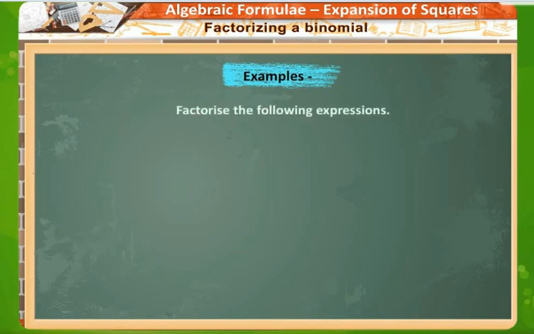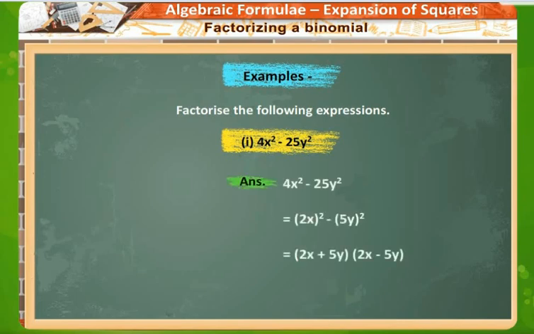Examples: factorize the following expressions. 4x square minus 25y square. Now how is this going to be written? Square root of 4x square is 2x, square root of 25 is 5. So 4x square minus 25y square can be written as 2x square minus 5y square. So 2x plus 5y into 2x minus 5y. Actually this is of the form a square minus b square, which is a plus b into a minus b.